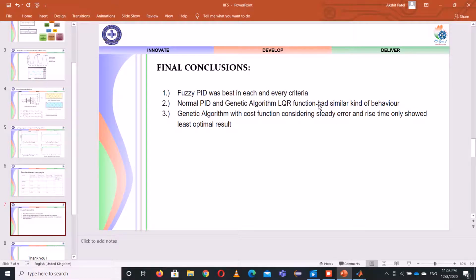Normal PID and genetic algorithm using LQR cost function had similar kind of behavior, and the PID constants obtained from genetic algorithm with the second cost function showed the least optimal result out of them. So hence it can be concluded that fuzzy logic is the best algorithm which we can use in real world applications where robustness is required.